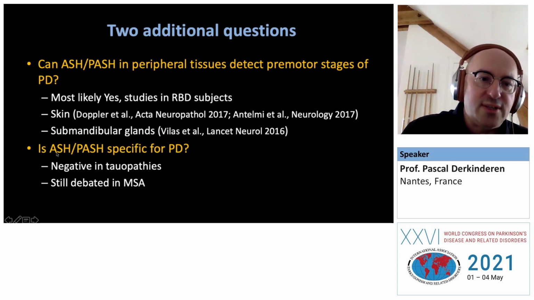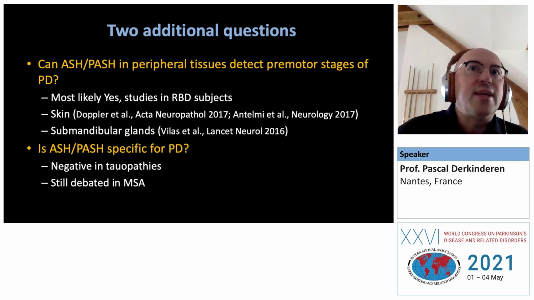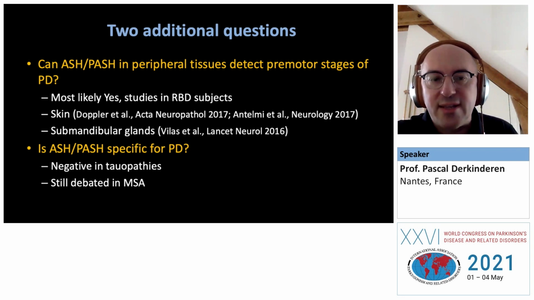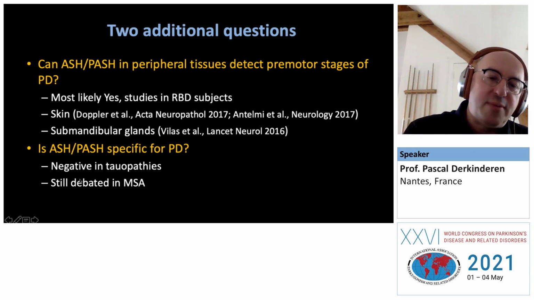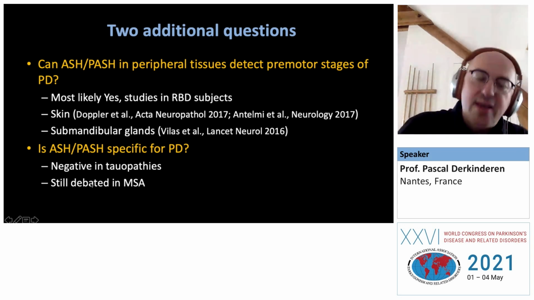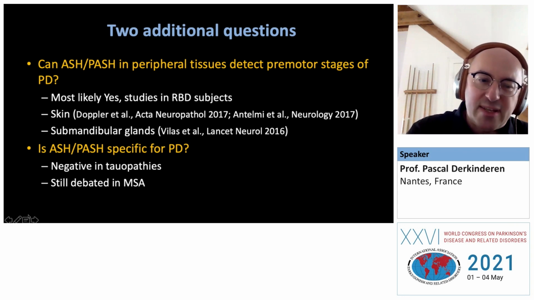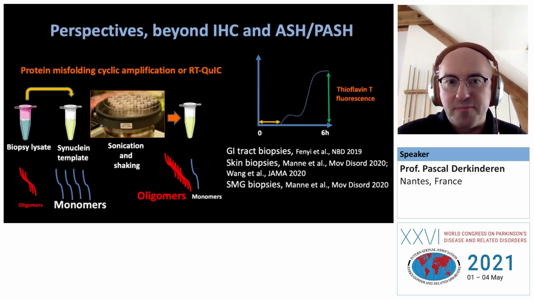And the second question is: is phospho-alpha-synuclein specific for PD? What we can say is that in several studies it has been shown that it is negative in tauopathies. For example, you don't get any alpha-synuclein deposits in patients with PSP. And it's definitely beyond the scope of this talk, but let's say that it's still debated in MSA. Some people say that there may be something in the skin, but again, it's beyond the scope.